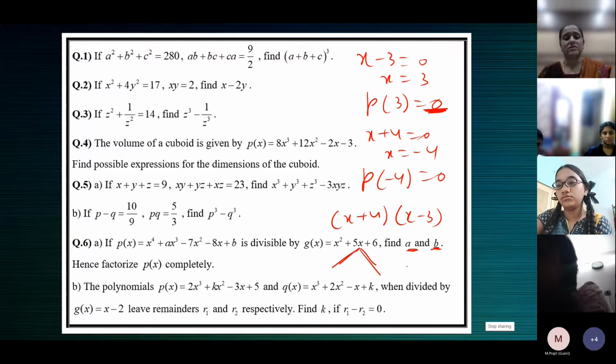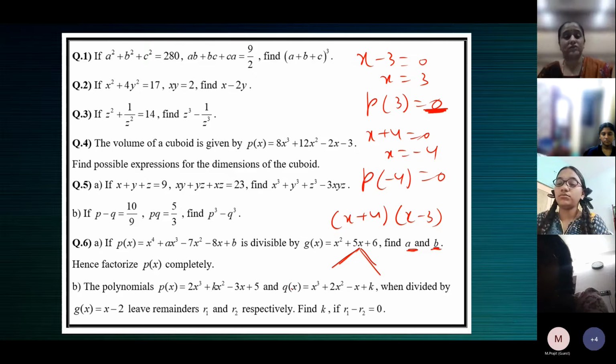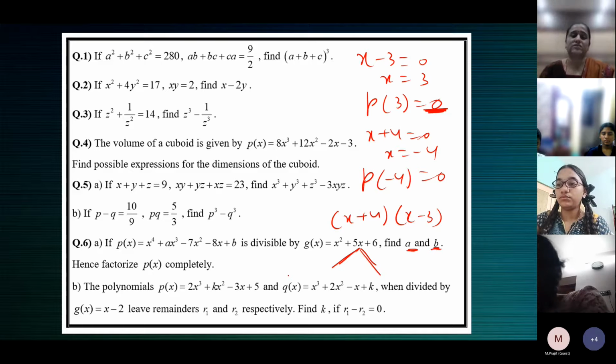After you find the linear factors, p of x will be divisible by each of them. So equate the linear factors to 0. So you get x is equal to 3. Since this is called p of x, p of 3 will be 0. P of minus 4 also will be 0. So we got two conditions. When you work with these conditions, you can find the values of a and b.